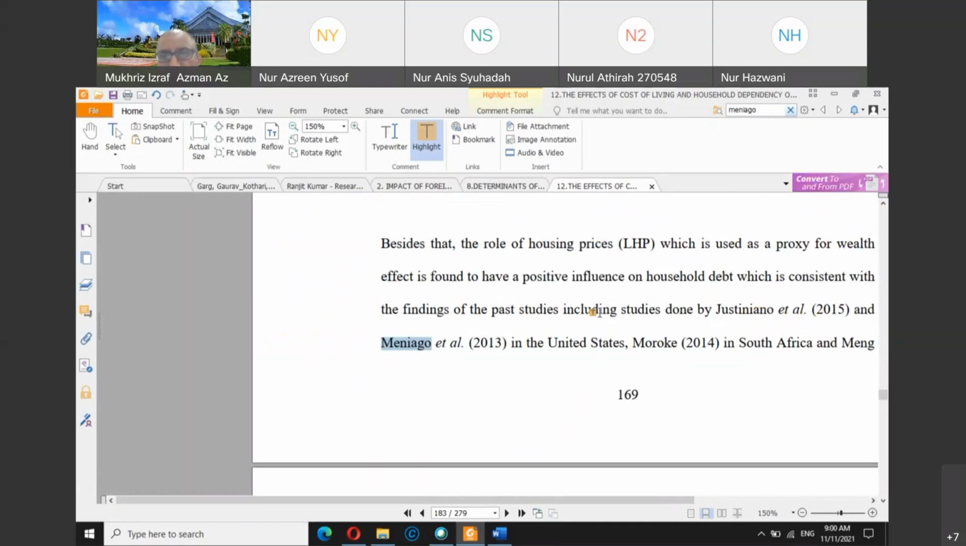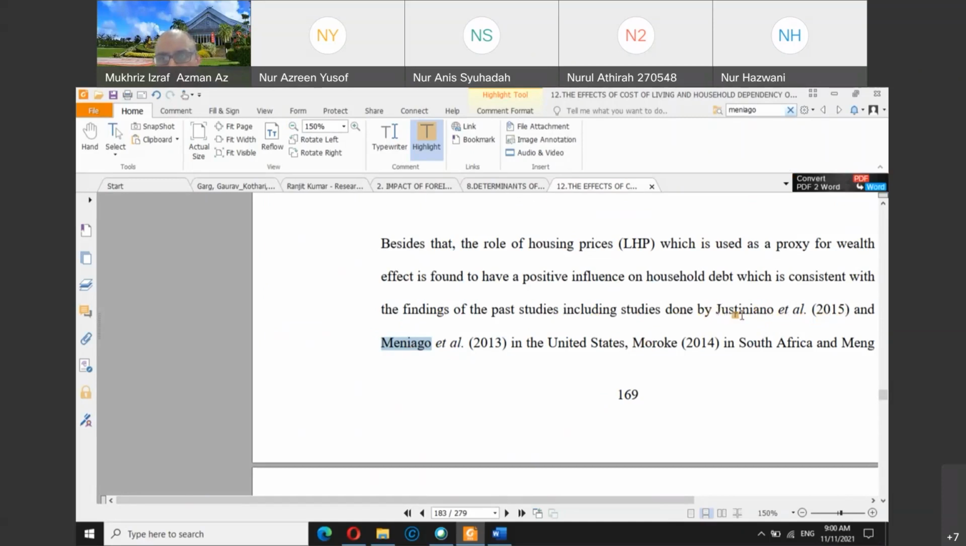So this is the second style of citing an article. Past study done by Justiano et al. means that this article is written by Justiano and more than 2 other authors, in the year 2015. Justiano et al. 2015. Maniago et al. 2015.